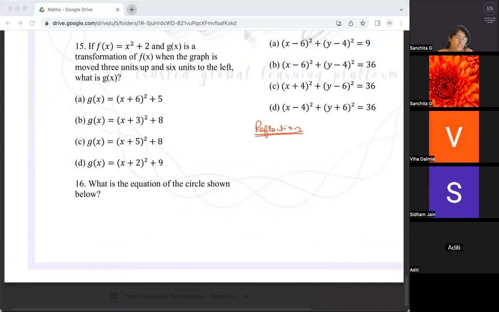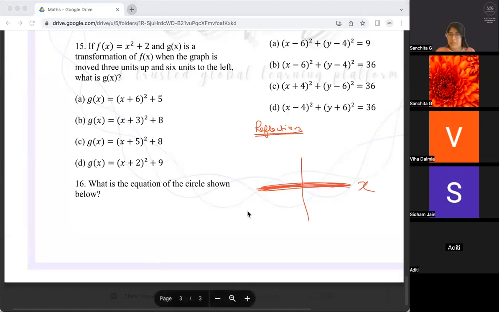Now, when we are reflecting, let's say this is our coordinate. We know this, right? X, quadrant 1, 2, 3, 4, all that you should know. Now, over here, when we are reflecting across the x-axis, this is going to be my x-axis. And this is what?